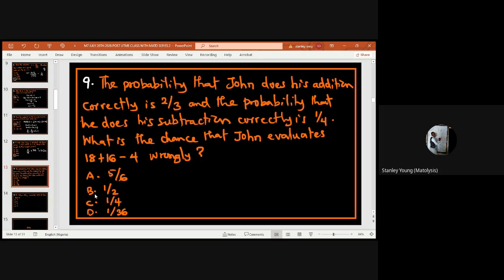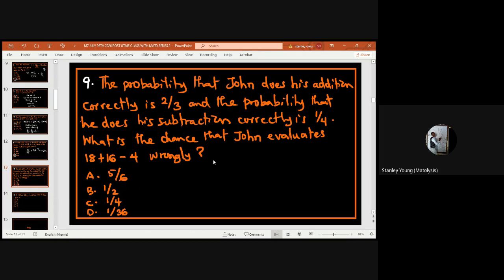Question 9. Some probability. It says the probability that John does his addition correctly is 2 over 3, and the probability that he does his subtraction correctly is 1 over 4. The question is asking: what is the chance that John evaluates 18 plus 16 minus 4 wrongly? We need the probability that he does it wrongly.